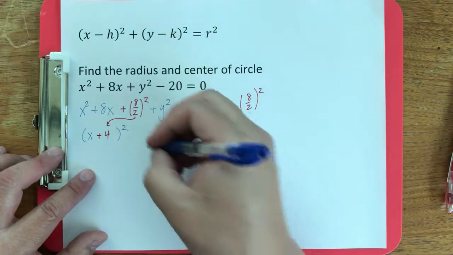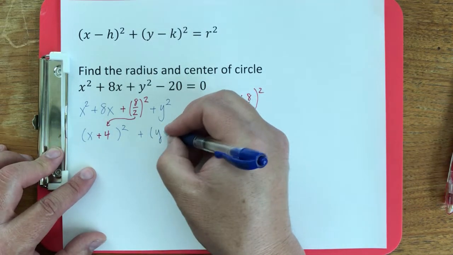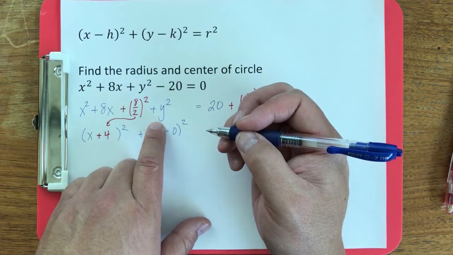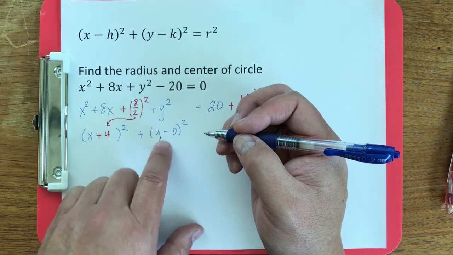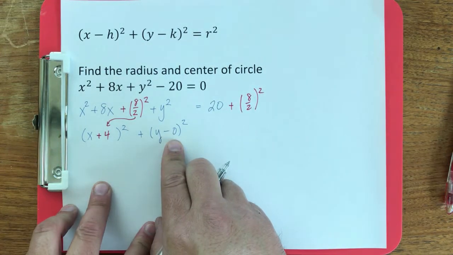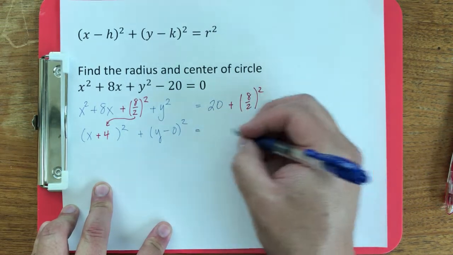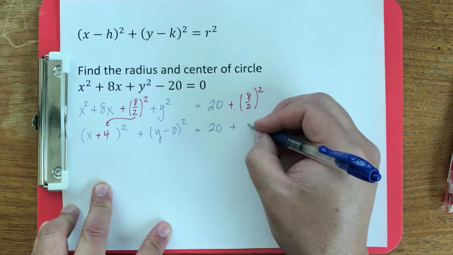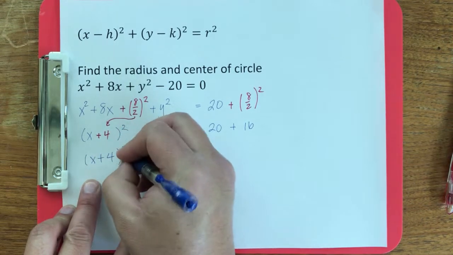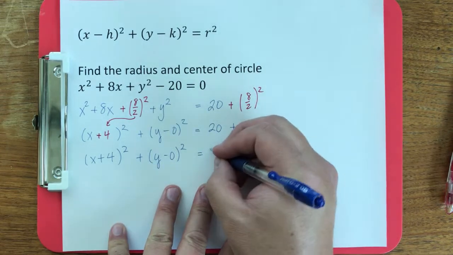Okay. Now, in terms of this y squared, you can either just say that k is going to equal to 0, but if you don't believe it, you can always just do this. Y minus 0 squared is equal to y squared. This is equal to that. You don't have to make this move, but you can if it helps to remind you that the k will just be 0 if there's nothing else next to the y squared. Now this will be equal to 20 plus 16. So now I get x plus 4 squared plus y minus 0 squared is equal to 36.